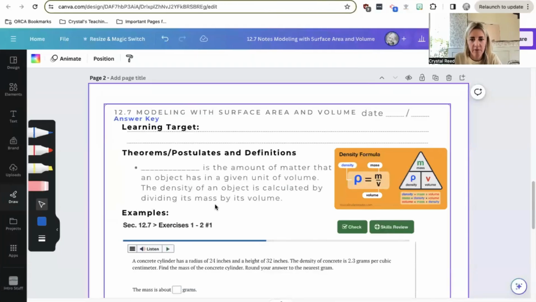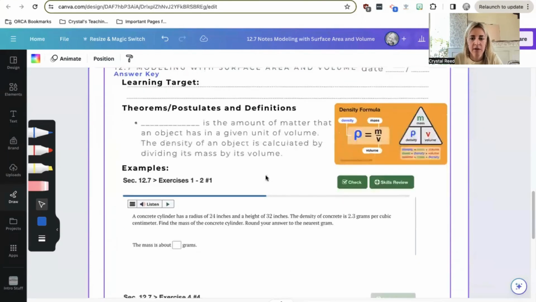All right, so we have a few problems here in your note-taking template. Learning target: find the density, mass, given mass and volume. And the formula: density is the amount of matter that an object has in a given unit of volume.